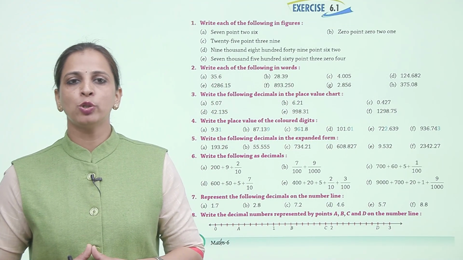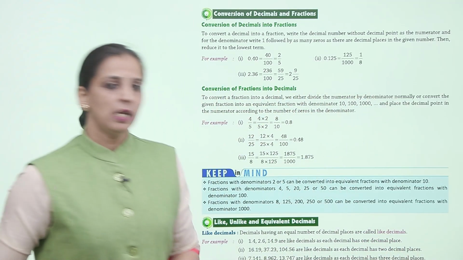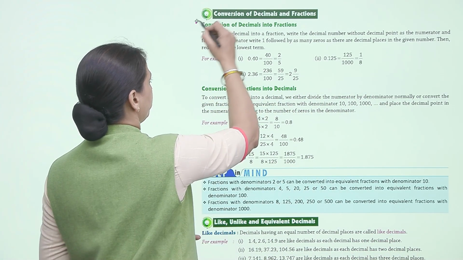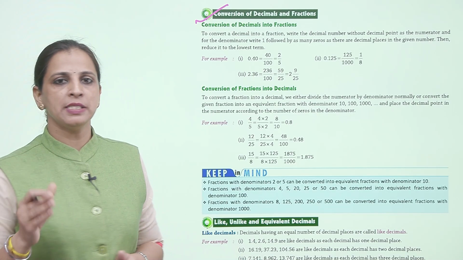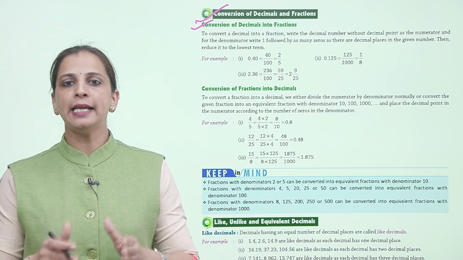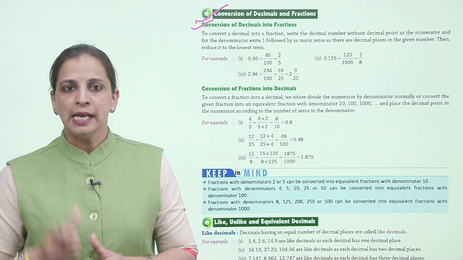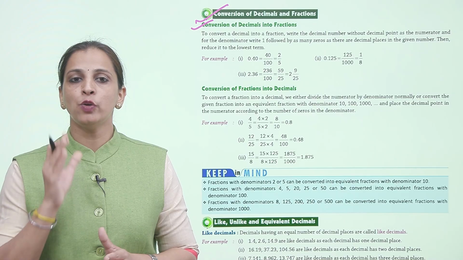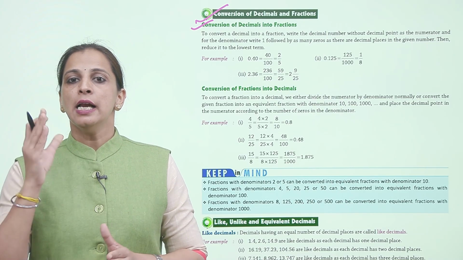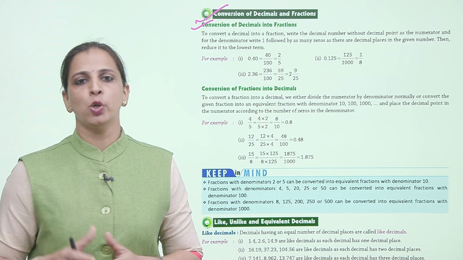So children, using the same method you will try the exercise yourself. Now next is conversion of decimals and fractions. Conversion of decimals into fractions. To convert a decimal into a fraction, write the decimal number without the decimal point as the numerator, and for the denominator write 1 followed by as many zeros as there are decimal places in the given number. Then reduce it to the lowest term.